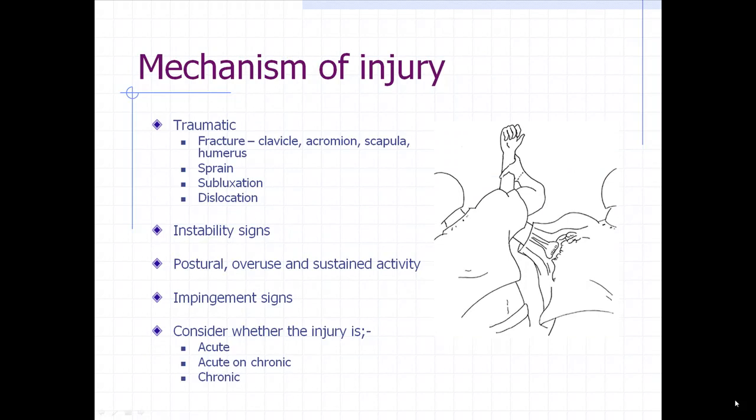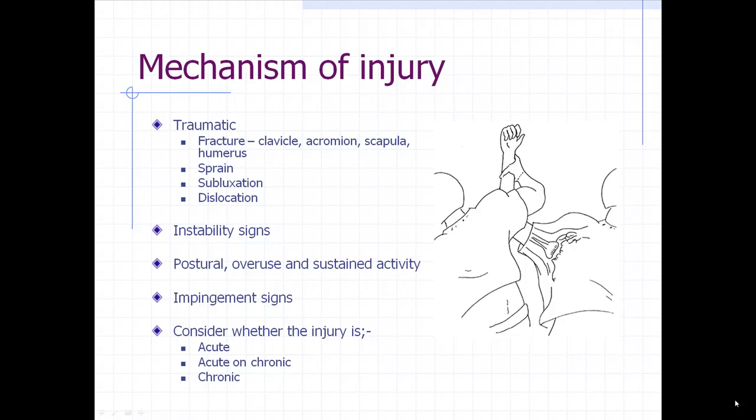In terms of the mechanism of injury, we can broadly divide these up into four main categories. There are the traumatic injuries, the fractures, for example, fracture of the clavicle, of the acromion, of the humerus, sprains, subluxations, dislocations, and so on and so forth.